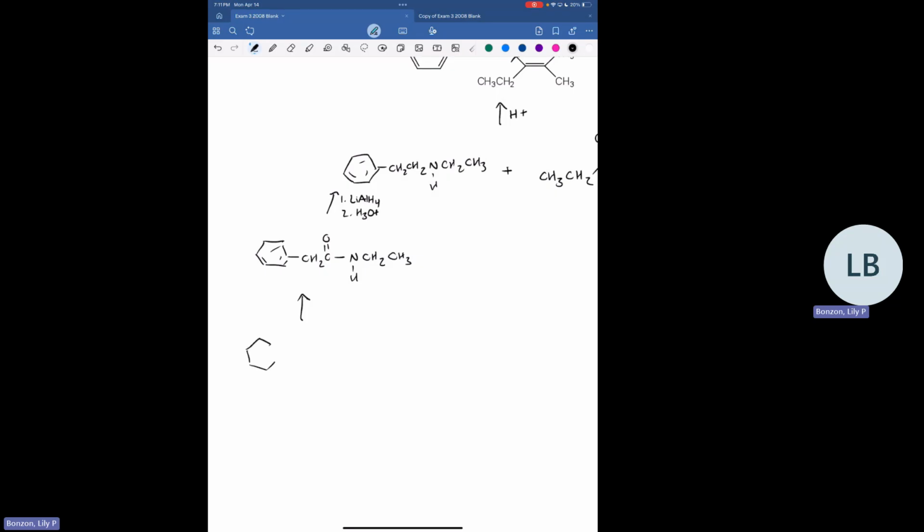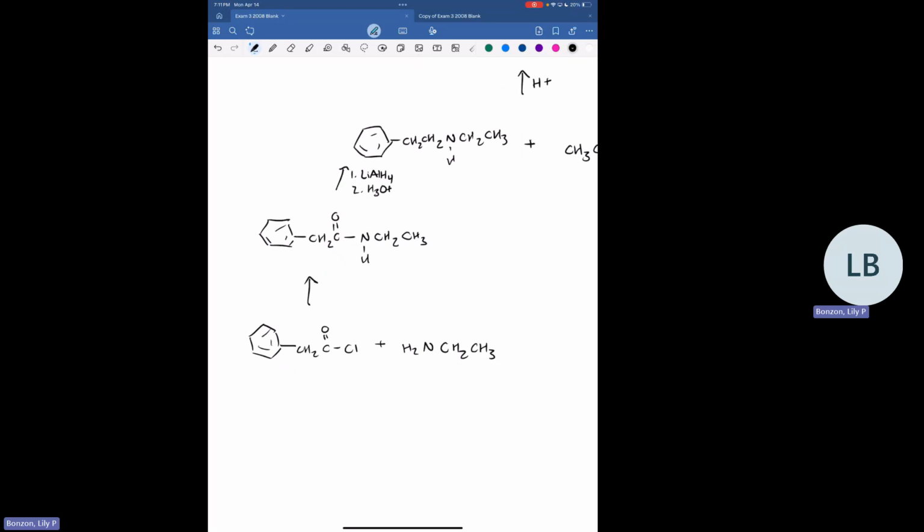So I can do my acyl chloride. It's not an acyl chloride, but yeah, it is an acyl chloride actually. So I can do my carbonyl with my chloride, and then the other side would just be that amine, so NH2, CH2, CH3. You will want to use the acyl chloride and not the carboxylic acid, because acyl chlorides are generally more reactive. I'm not sure if you get points off, but it's a possibility. So if you're going to do something like this, use your acyl chlorides.